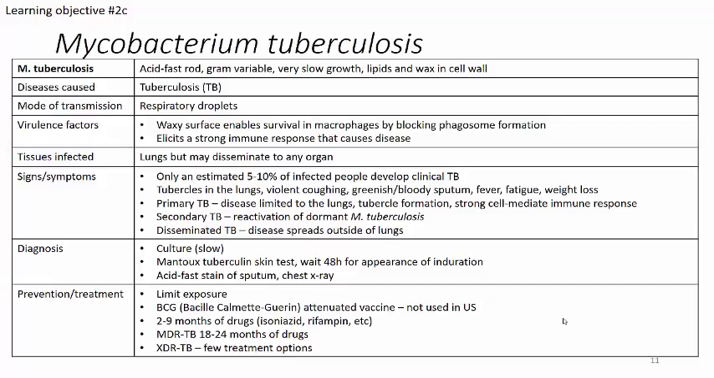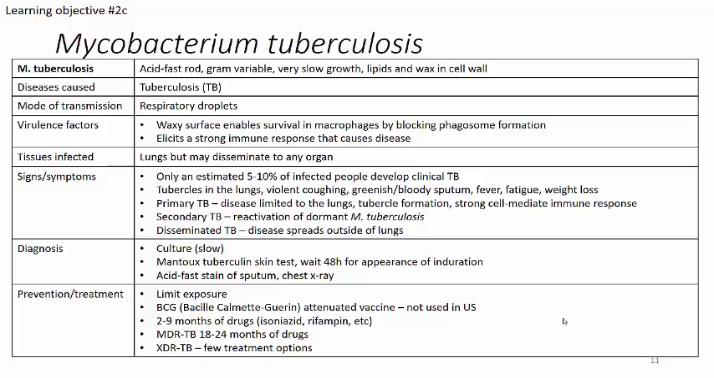Okay, the last microbe we'll talk about in chapter 21 is Mycobacterium tuberculosis. So this is a gram variable bacteria. The reason it's gram variable is because if you do a gram stain on it, it will sometimes look positive and sometimes look negative. For that reason, it has to be stained with a different technique called acid-fast staining. So Mycobacterium tuberculosis bacteria is positive for acid-fast staining.